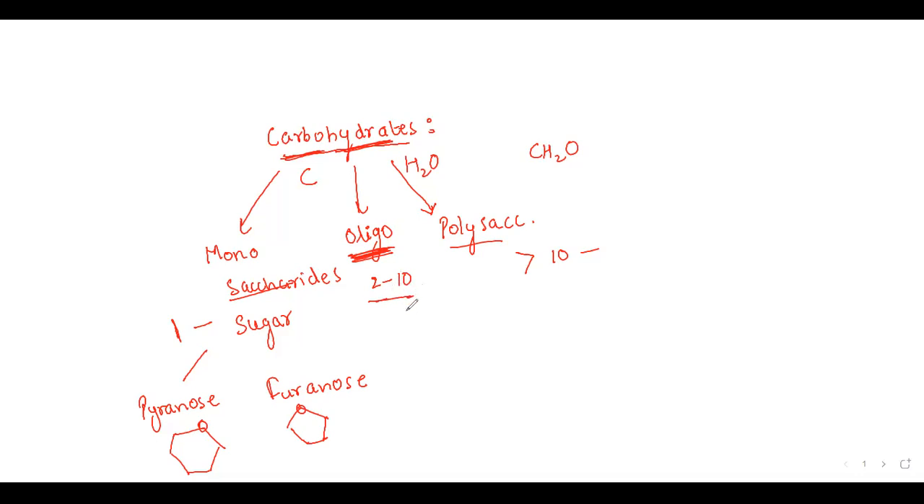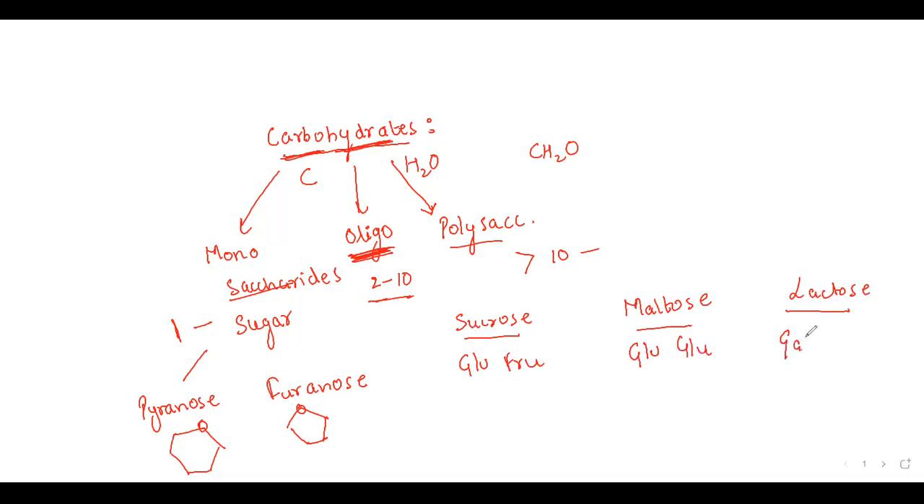So different oligosaccharides that we'll be studying today are sucrose, maltose, and lactose. Sucrose is the cane sugar, maltose is the malt sugar, lactose is the milk sugar. Sucrose is made up of units of glucose and fructose. Maltose is made up of units of glucose, and lactose is made up of units of galactose and glucose. Now we'll be taking up each one of these one by one. So let's start with this.